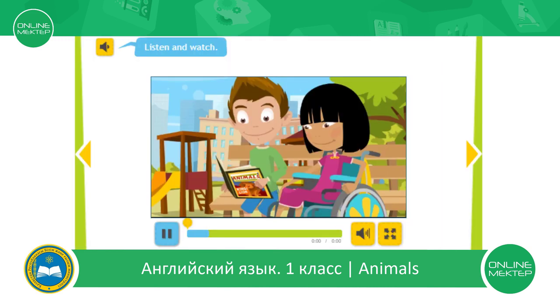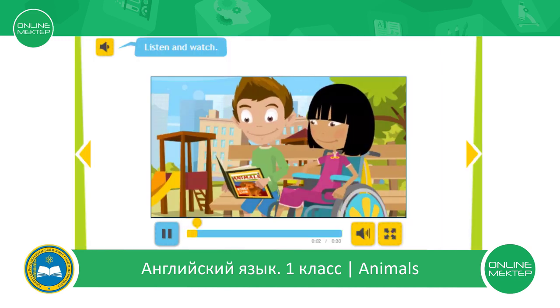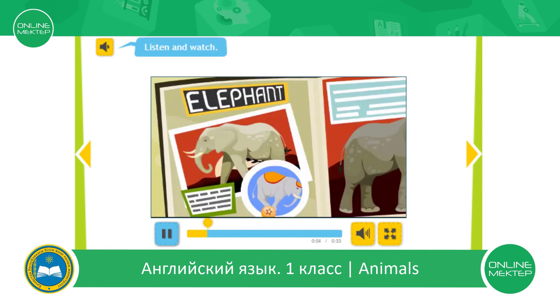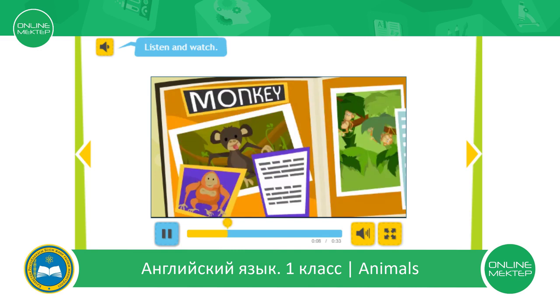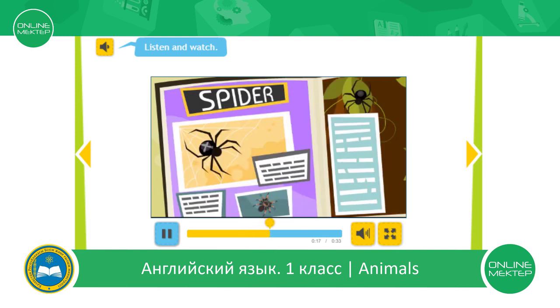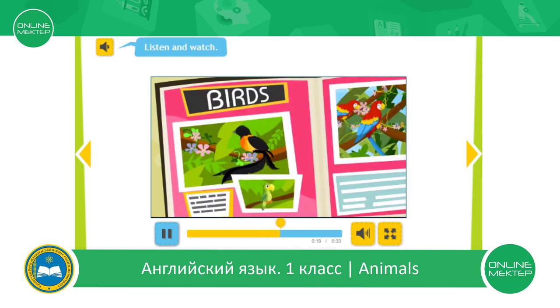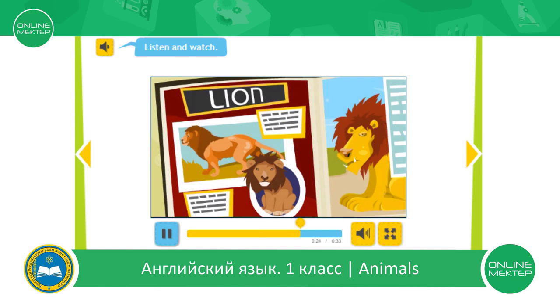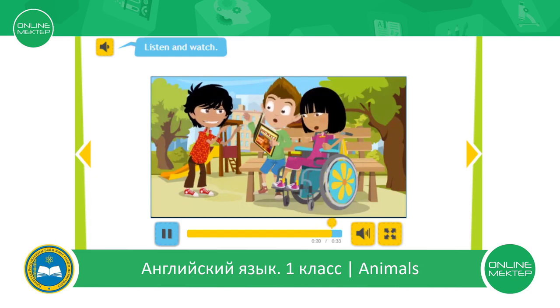Fantastic. Oh, animals, let me see. Okay. It's an elephant. It's very big. Yes, and look, here's a monkey. It's funny. Oh, a snake. And look at the big black spider. That bird is beautiful. And this is a lion. I like animals. I like lions. Sam!